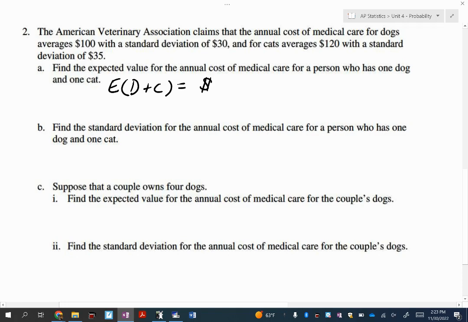So how much are we expecting the dog to cost? 100. The cat? 120. So we're writing $220.